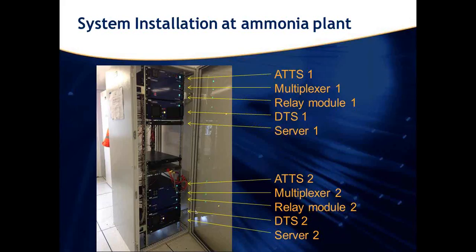In this slide you can see a picture of a real installation for an ammonia plant. You see the fully redundant system, so in the top part you see ATTS, multiplexer, relay module, distributed temperature sensing system, and server, and the same is replicated in the lower part. And so the two systems work fully independently from each other, and then they are combined at the plant level through the plant controller.